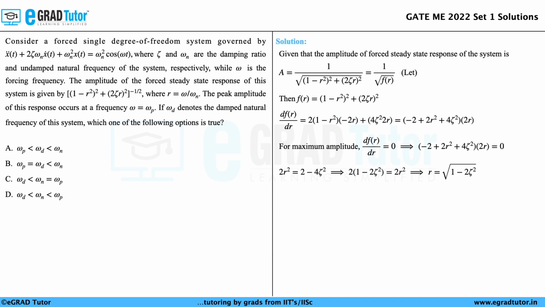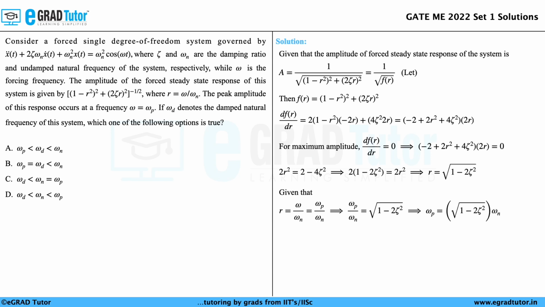Given that r is equal to omega by omega n and the peak amplitude occurs when omega is equal to omega p, then r becomes omega p by omega n, and we found out that r is equal to under root 1 minus 2 zeta square. From this, we get omega p is equal to under root 1 minus 2 zeta square into omega n.